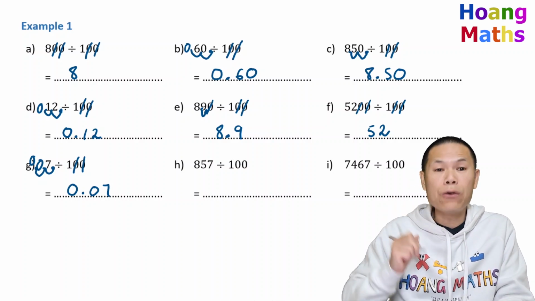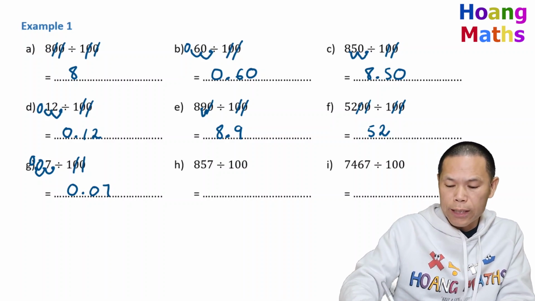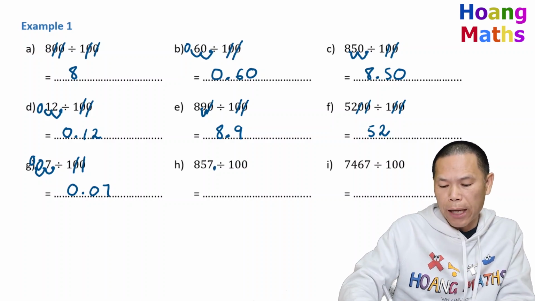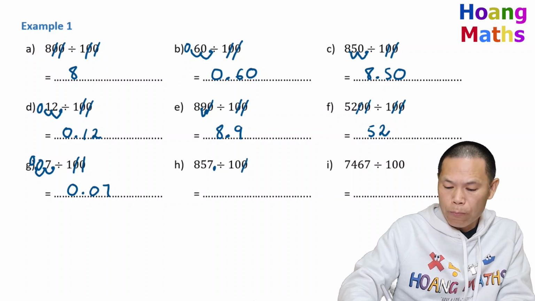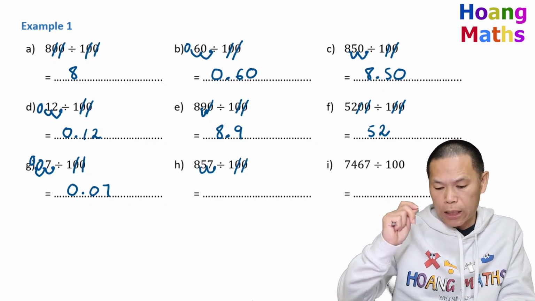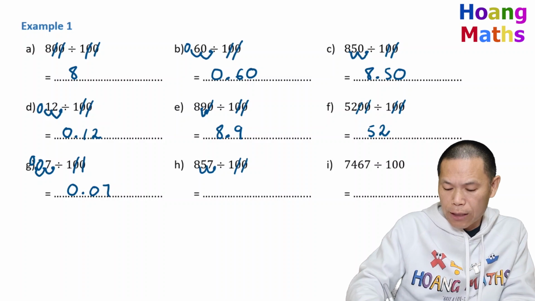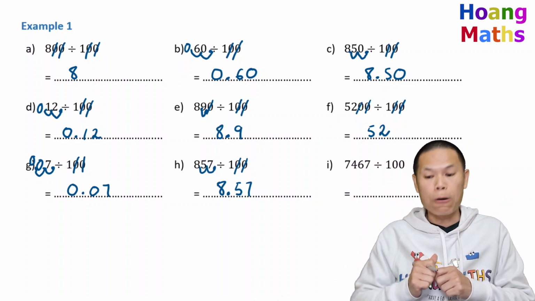Part H. 857 divided by 100. So we know that the decimal point is right at the back here. So we divide by 100. So this 0 cancels. You move 1 to the left. You cancel this 0. You move 1 more to the left. So the answer is 8.57. So there you go.